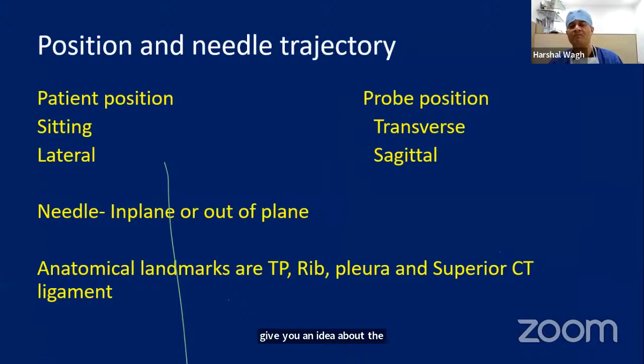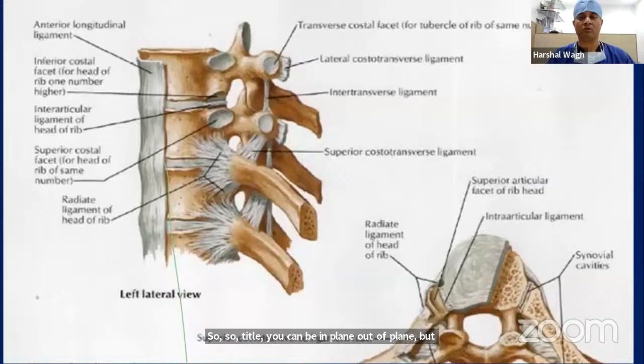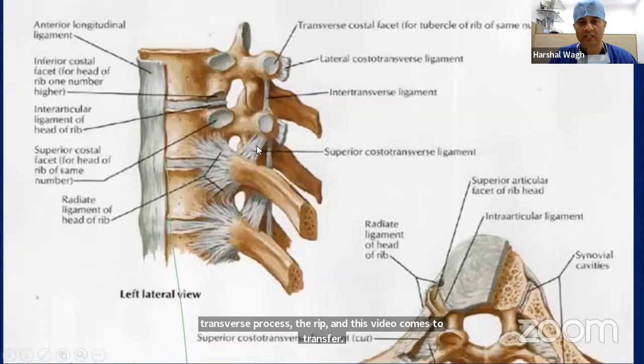this from the paravertebral procedure point of view. You can do it with the patient sitting or lateral, you can put the probe in transverse or sagittal, you can be in plane or out of plane, but it is important to remember that the landmarks are the transverse process, the rib, the pleura, and the superior costotransverse ligament. If you look at it from the lateral side, that's the superior costotransverse ligament. Costo is attached to the rib, transverse is attached to the transverse process.